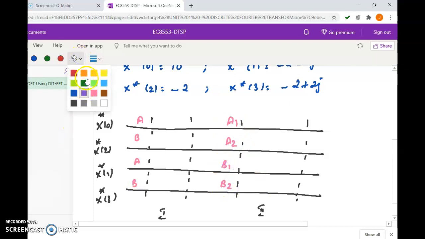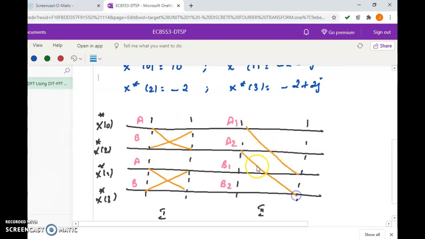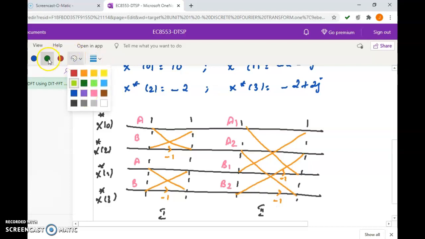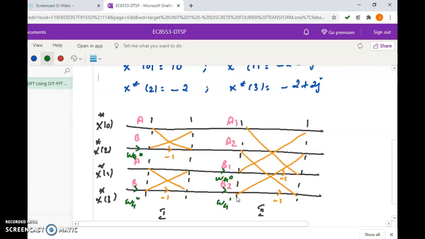Then you have to interconnect. It is nothing but A to B, B to A, B to A, A to B, then A1 to B1, A2 to B2, B1 to A1 and B2 to A2. That represents the minus 1 for the B line, and here also B1 and B2. Then write the trivial factors. The trivial factor W4 0 is on the B line. So here there are 2 trivial factors, W4 0 and W4 1.